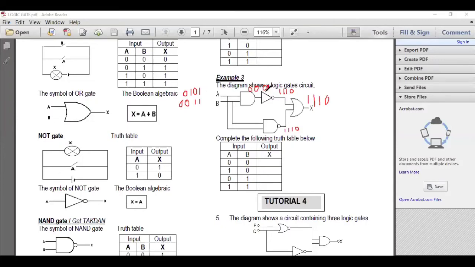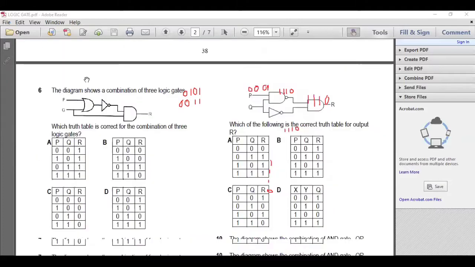Okay. AND gate, both must be 1. So then you write here 1, 1, 1, 0.